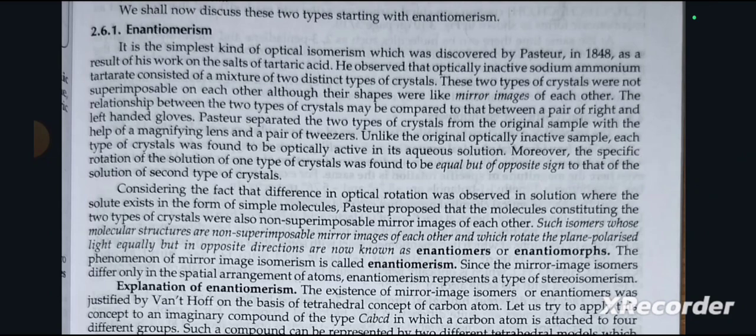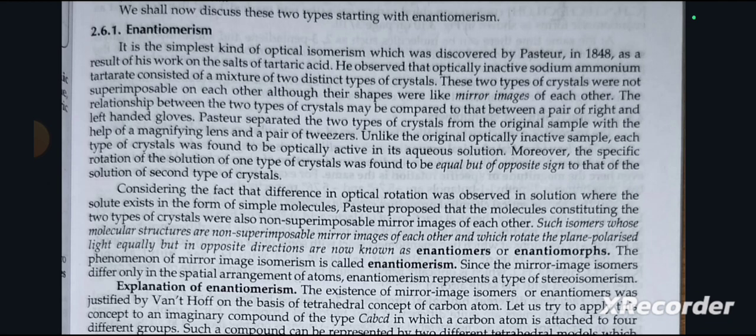2.6.1 Enantiomerism. It is the simplest kind of optical isomerism, which was discovered by Pasteur in 1848 as a result of his work on the salt of tartaric acid. He observed that optically inactive sodium ammonium tartrate consisted of a mixture of two distinct types of crystal. These two types of crystals were not superimposable on each other, although their shapes were like mirror images of each other. The relationship between the two types of crystal may be compared to that between a pair of right and left-handed gloves. Pasteur separated the two types of crystal from the original sample with the help of a magnifying lens and a pair of tweezers.